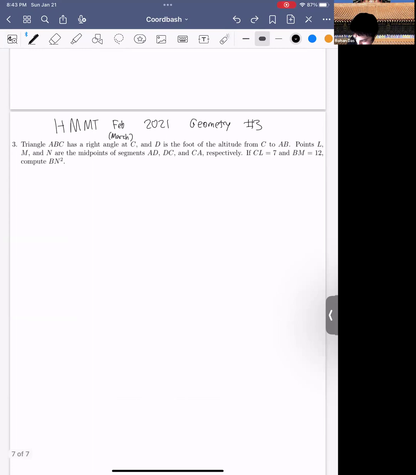So here we have a right triangle ABC. I did not mean to increase the thickness. The foot of the altitude from C to AB is D. And then we have the midpoints L of AD, M of DC, and N of CA. We know that CL equals 7 and BN equals 12. I'm going to not draw this in the diagram because it makes it too cluttered. We want to find BN.